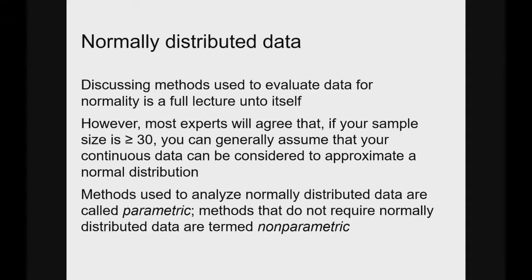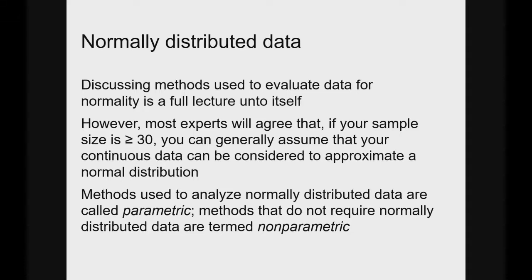And then finally, there's this idea of relatedness among your experimental groups. Are they independent or dependent? So the next couple of slides are going to touch on these in a little bit greater detail. Normally distributed data. This in and of itself is a good hour or 2-hour lecture just to go through what all this means. How do you test for it? I would just refer you to other sources if you really needed to do that.